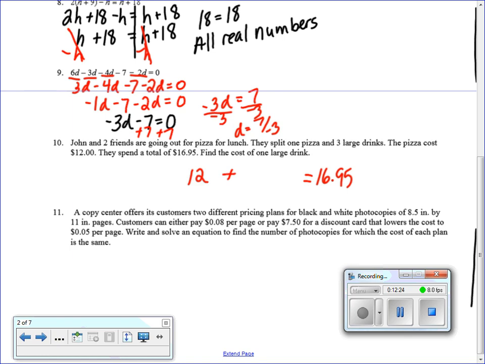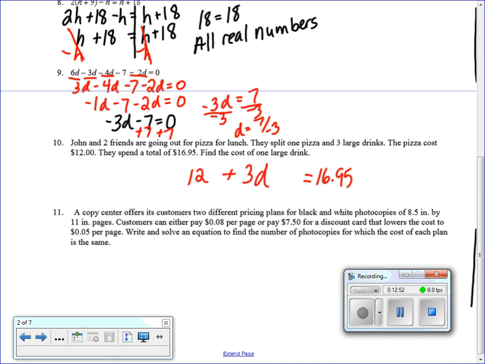To figure out the cost of 1, we need to multiply, because there's 3 times the cost of 1 drink plus 12 would give you the total cost. So $12, which is the cost of the pizza, plus 3 drinks, each drink times 3, equals $16.95.